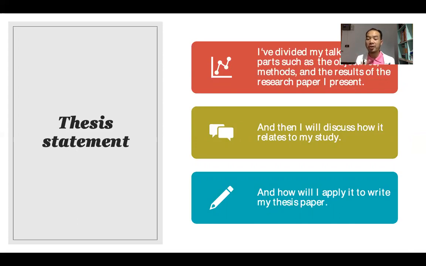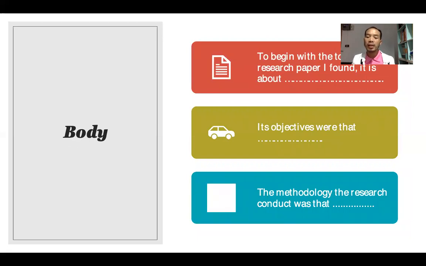It to write my thesis paper or to work on my thesis. Okay, for the body you can start with initially, firstly, or to begin with: the topic of the research paper I found is about sustainable development in tourism, in agriculture tourism for example, and then it's subject to word that blah blah blah, and then the methodology of the research conducted was that. You can copy this quote, okay.